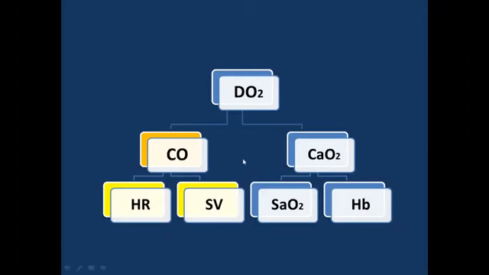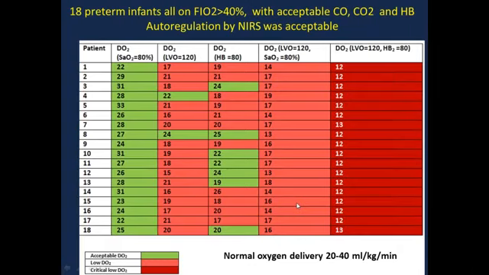Oxygen delivery is the end product of oxygen content, which is the saturation and hemoglobin, and also cardiac output. So in all of these trials, you just relied on oxygen saturation. So we did some analysis to prove the theory in our unit. We have 18 preterm infants, all of them on FiO2 more than 40%, with acceptable cardiac output, acceptable carbon dioxide, and acceptable hemoglobin. And the autoregulation was assessed by NIRS and was acceptable on all of them.